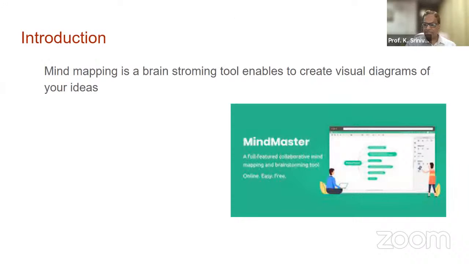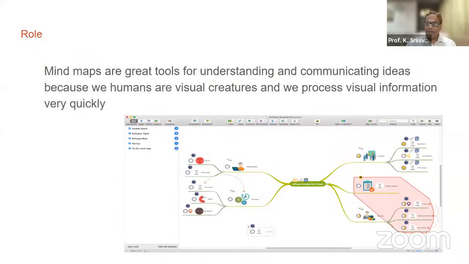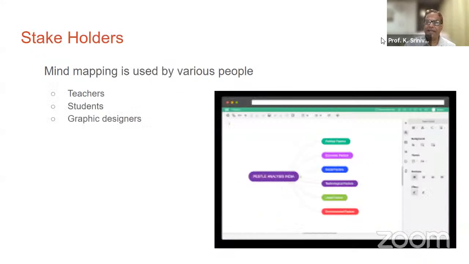So mind mapping is basically a brainstorming tool which enables you to create visual diagrams of your ideas. Visual diagram of your ideas. So what is expected to be done? How do I go about it? And so on and so forth. And mind maps are great tools for understanding and communicating ideas, because we humans are visual creatures, and we process visual information very quickly. So that kind of advantage we have taken into this.